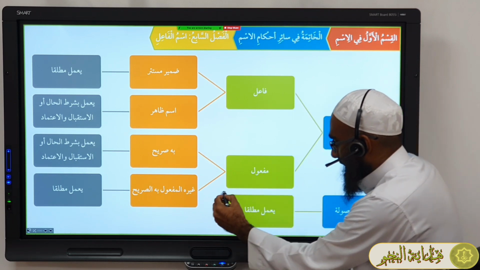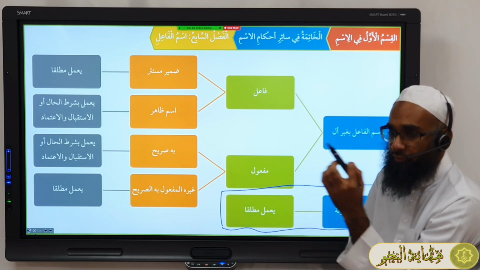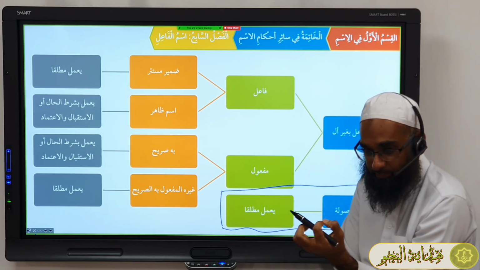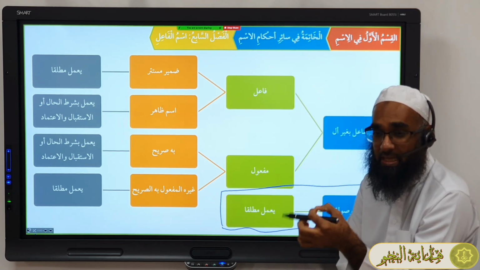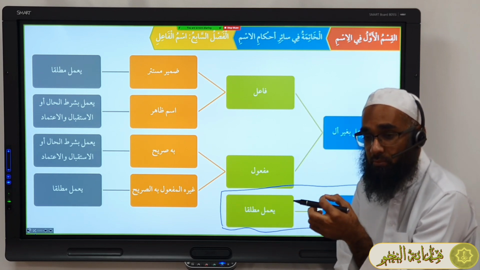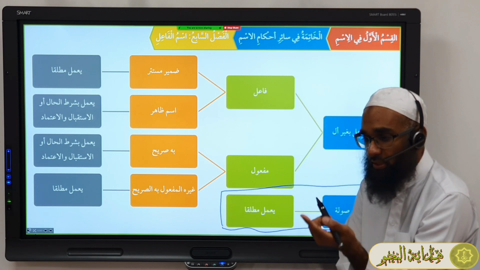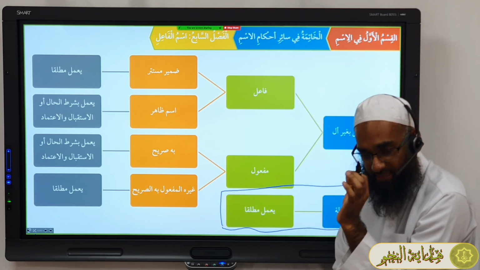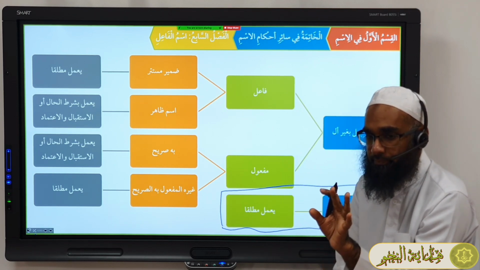Let's get this last one out of the way. What is it? If the ismul fa'il has an alif lam, what kind of alif lam? Mawsula, in the meaning of alladhi. For example, innal musaddiqeen wal musaddiqat, al-muqimina as-salata, al-muqimun as-salata, or ataliyati dhikra. If it has an alif lam in the meaning of alladhi, there's no conditions.